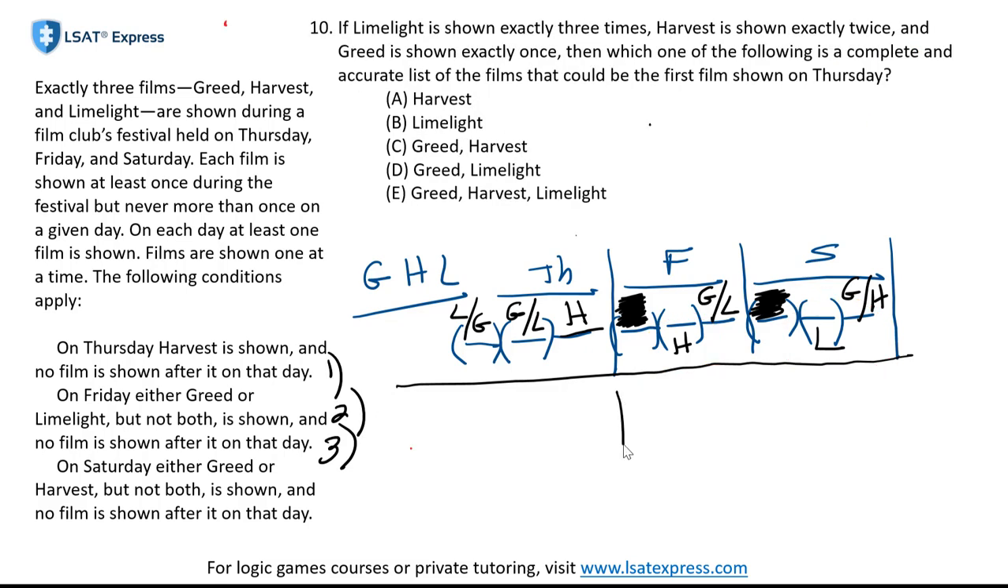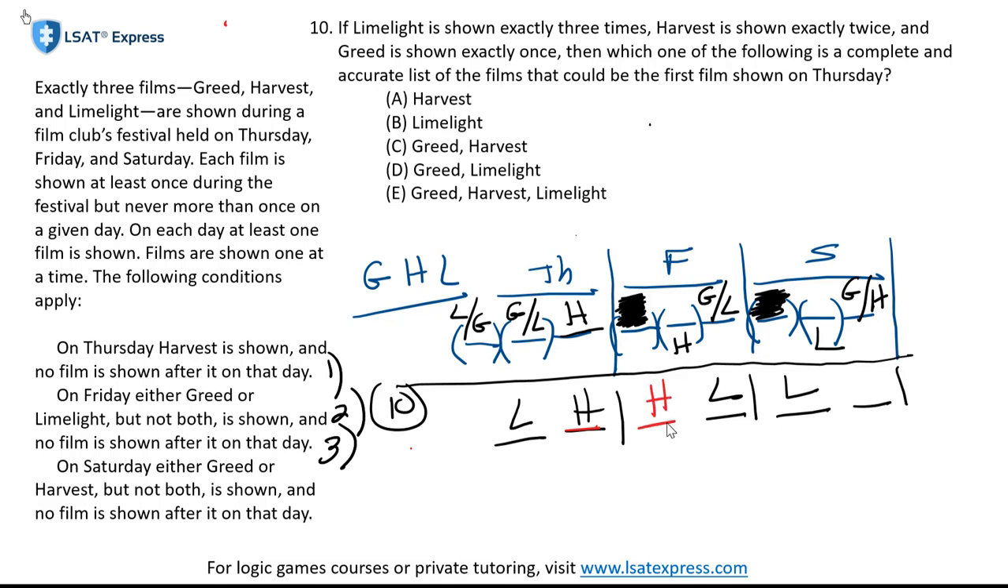Let's look at question 10. So I'm going to bring down some information from the master sketch. We'll label this question 10. If L is shown 3 times, so it would be on Thursday, it would be the last film on Friday, and it would be the optional film on Saturday. And then what? And I'll switch colors again. The second H, we know the first one is on Thursday. The second H, either it's on Friday or it's the last film on Saturday.